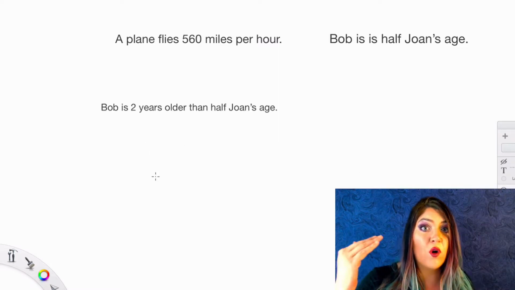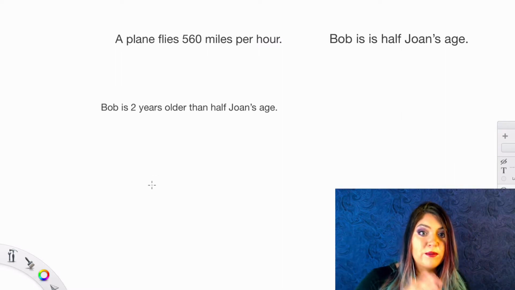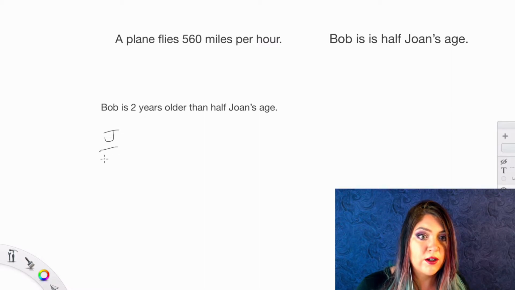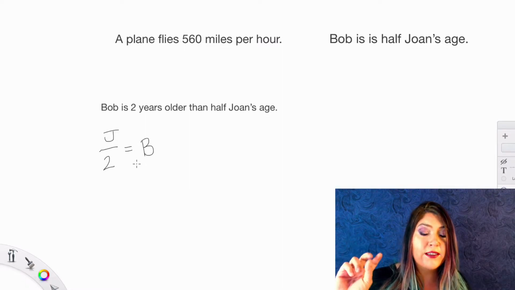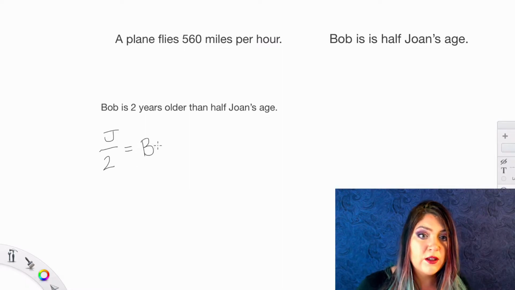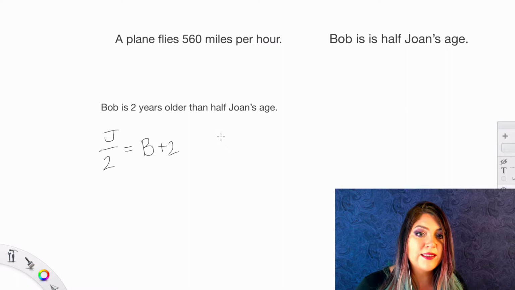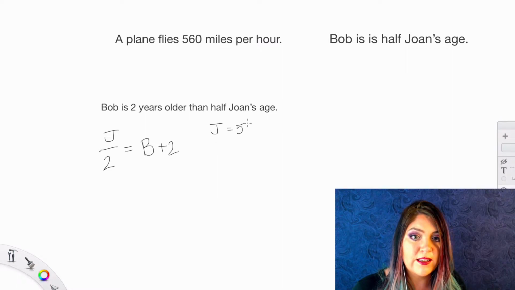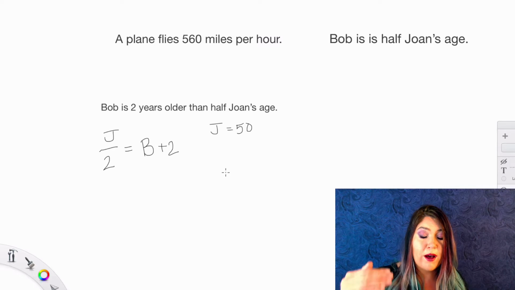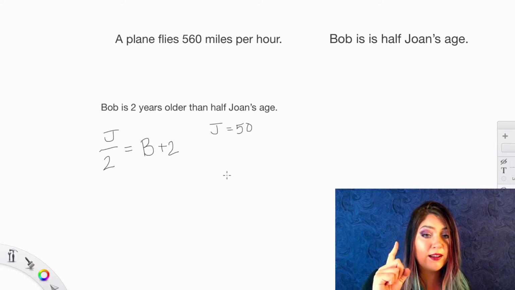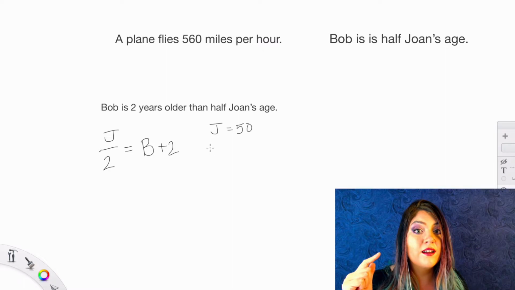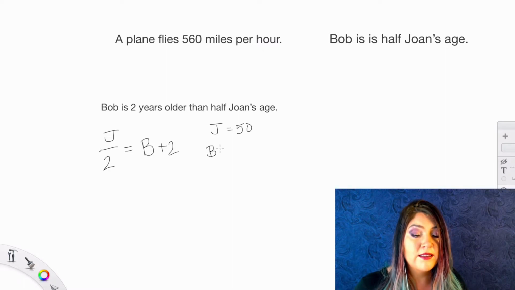Bob is 2 years older than half Joan's age. So let's back up and just find out Bob is half Joan's age. So J over 2 equals B. That was what we had before, but now he's 2 years older than that. So let's just add 2 to Bob's age. So let's double check that. So let's say that Joan is 50, so J equals 50. So if Bob is 2 years older than half, then that would mean Bob is 25 plus 2, he's 27.